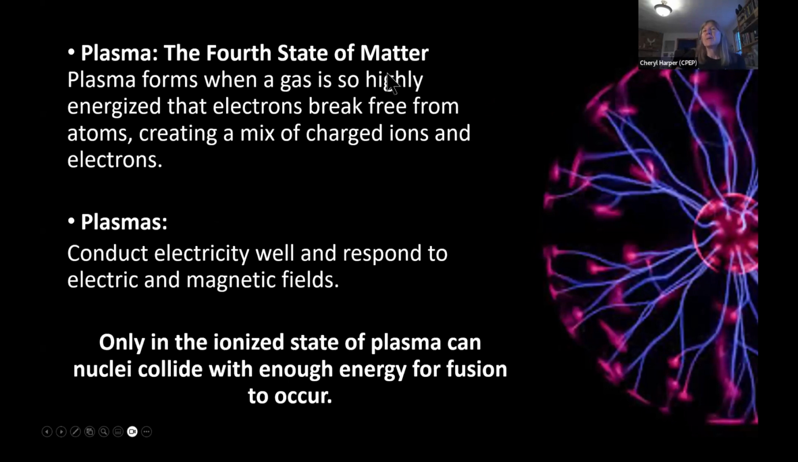So one of the reasons that our workshop today is called plasma infusion is because in order to create that possibility of fusion, we need to have materials in the plasma state, or the fourth state of matter. It is when a gas is so highly energized that the electrons break free from the atoms and create a mix of charged ions and electrons. And those plasmas will conduct electricity well, and only in that ionized state can the plasma nuclei collide and fusion can occur.